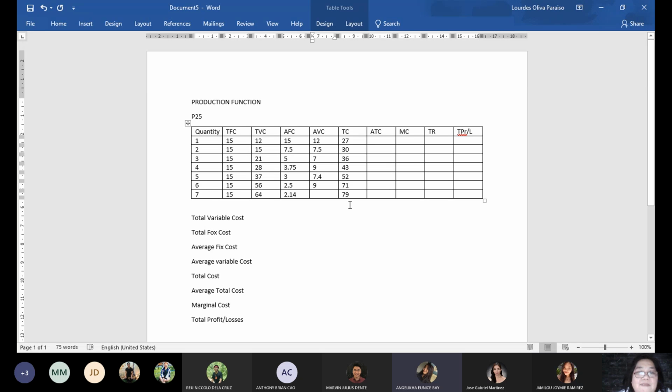64 divided by 7 is 9.14. Okay. Check your values now.